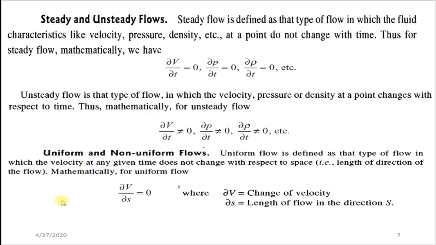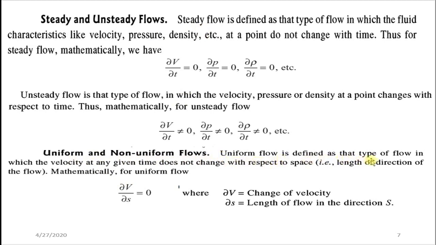Now coming to uniform and non-uniform flows. When the velocity and other hydrodynamic parameters at any instant of time do not change from point to point in a flow field, the flow is said to be uniform. In steady and unsteady flow, we explain the flow based on time. Here, uniform and non-uniform flows will be explained with the help of space.